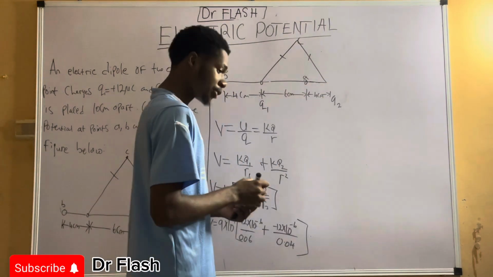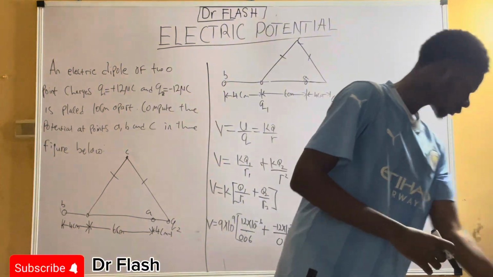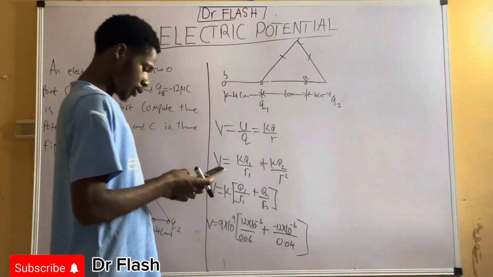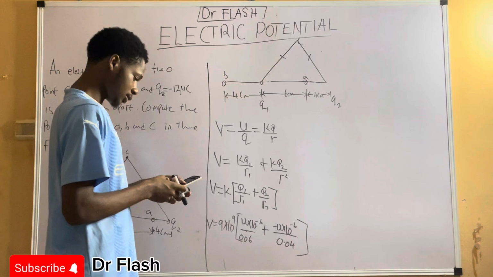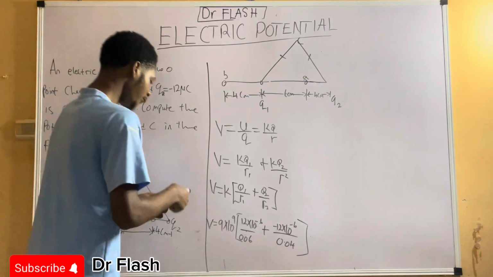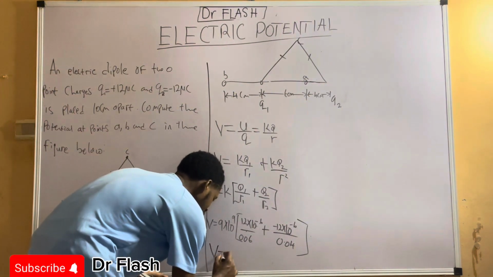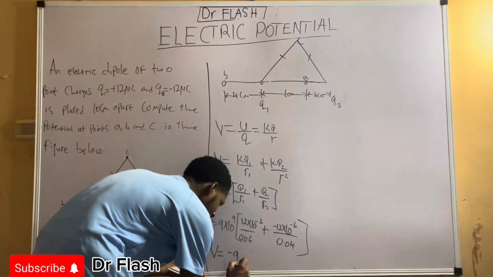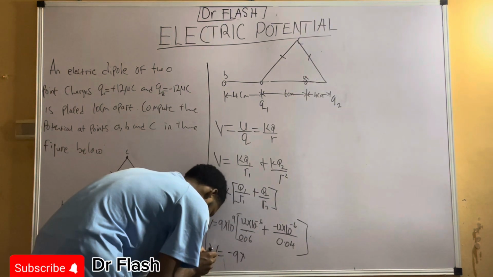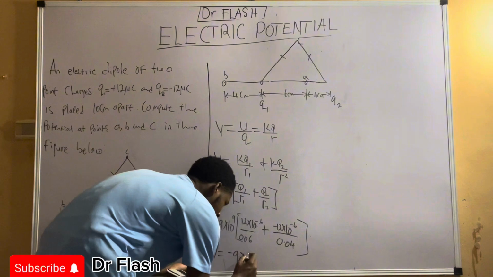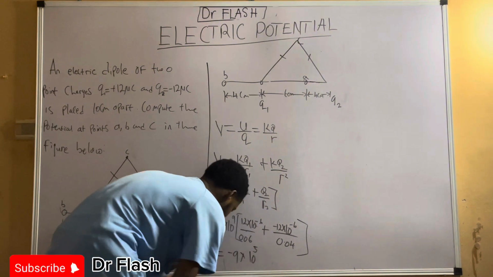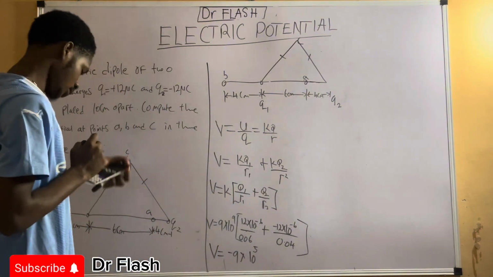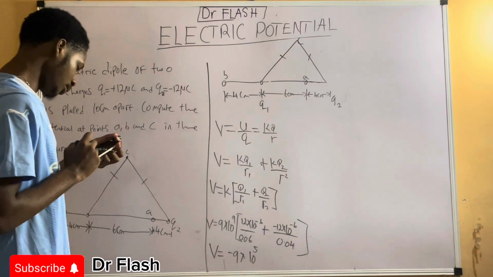Now to complete the final value, we're going to make use of our calculator, which is 9 times 10 to the power of 9. So we're going to get a value of V, which is the electric potential, as minus 9 times 1.2345 times 10 to the power of 5. I think those are the correct number of zeros.